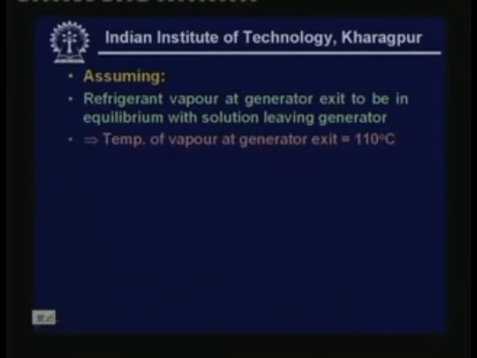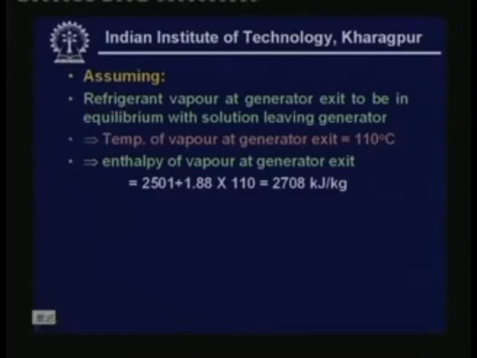So, once you know this, you can find out the enthalpy of the vapor, because it is given that the enthalpy of the vapor can be obtained from the expression 2501 plus 1.88 into T, where T is 110 degree centigrade. From that expression you find that the enthalpy of vapor at generator exit is 2708 kilojoule per kg.